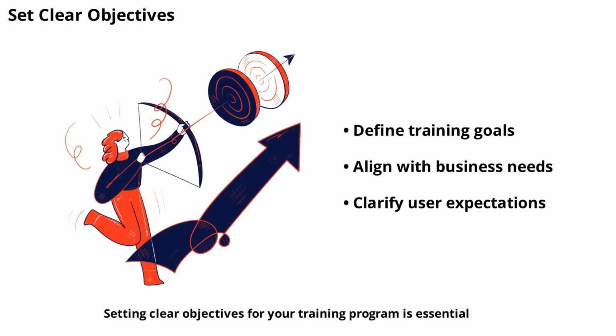Setting clear objectives for your training program is essential. Define what success looks like for your team, whether it's scheduling posts, analyzing metrics, or engaging with followers. Clear goals help users understand the value of the software and what's expected of them. This focus keeps training on track and ensures everyone is working toward the same outcomes.